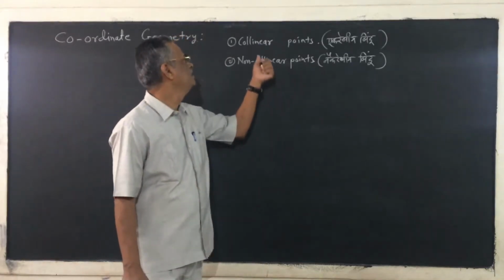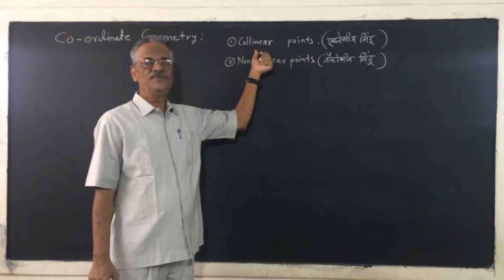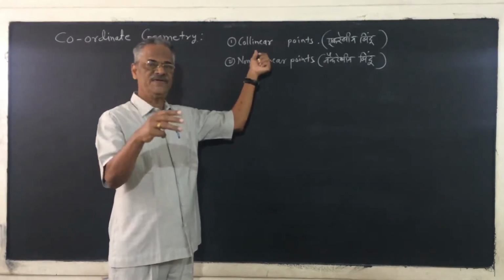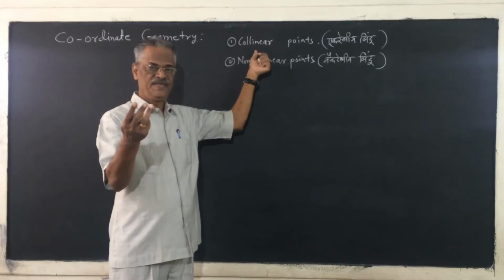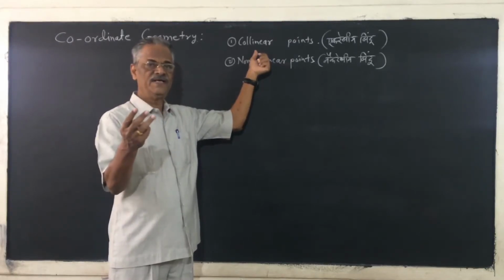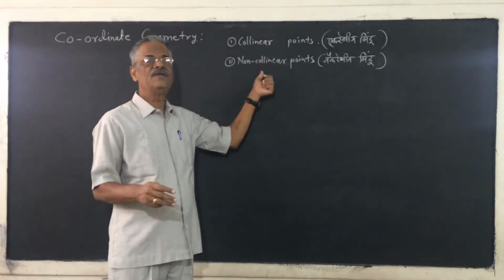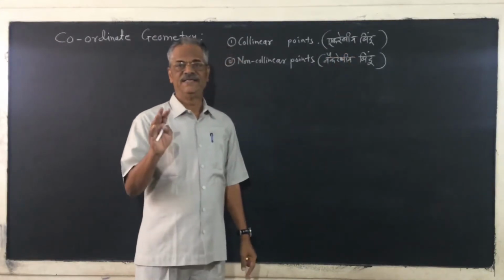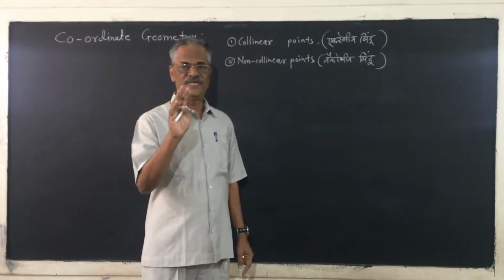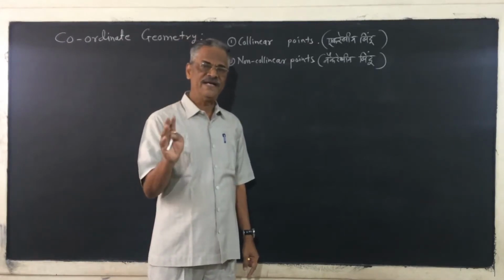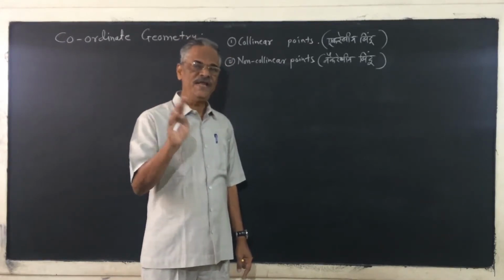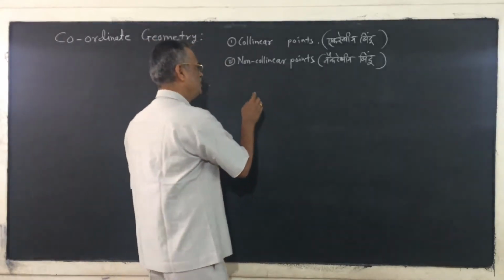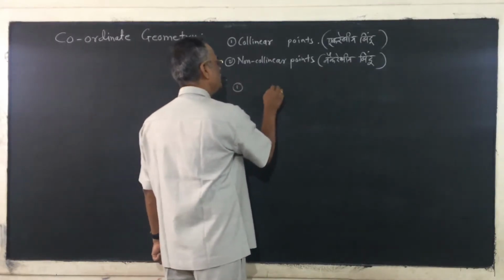As the first point, given 3 points when the coordinates are given, how to find out whether they are collinear or non-collinear, एक रेषीय का नहीं रेषीय। Given 3 points, we have to decide whether they are collinear or non-collinear. So before that, we must know about the collinear points.